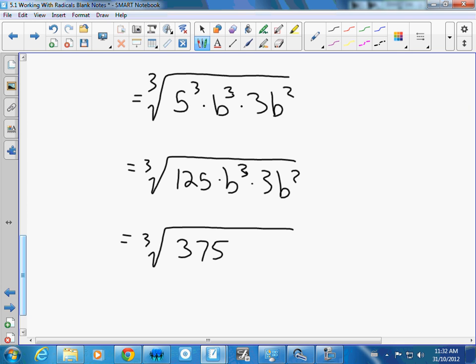Now careful here, guys. B cubed times b squared. They're the same base. You're multiplying, so what do you do with the exponents? Add them.